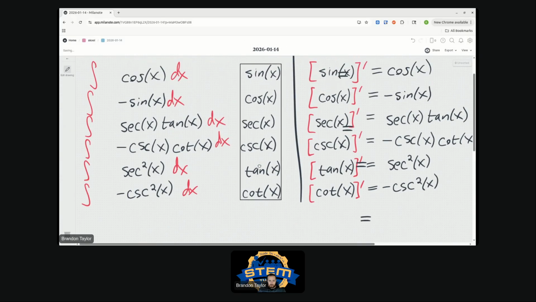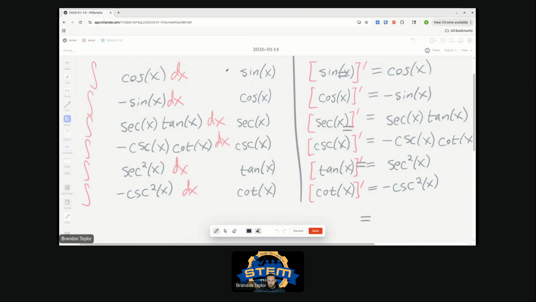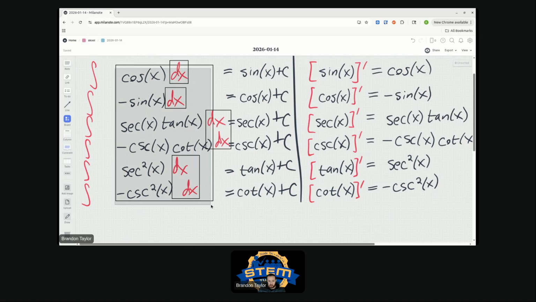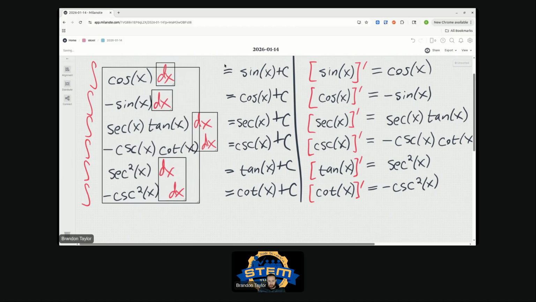So if you have equals, and then plus C for everything, plus C, plus C, plus C, plus C, plus C, equal, equal, equal, equal, equal. So looking at those, hopefully this makes sense. The key idea, again, said it before, is that we're essentially doing the opposite of everything here.